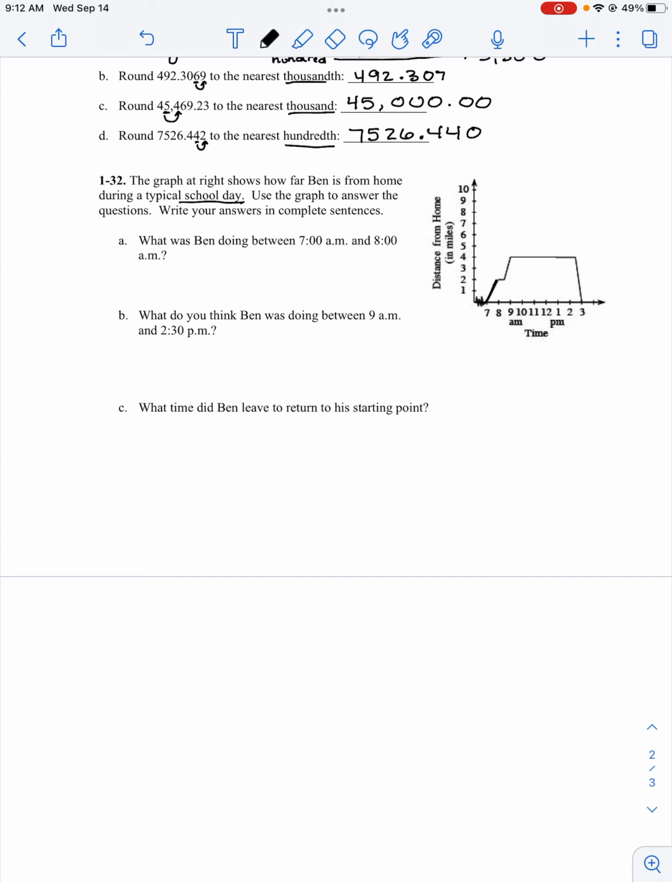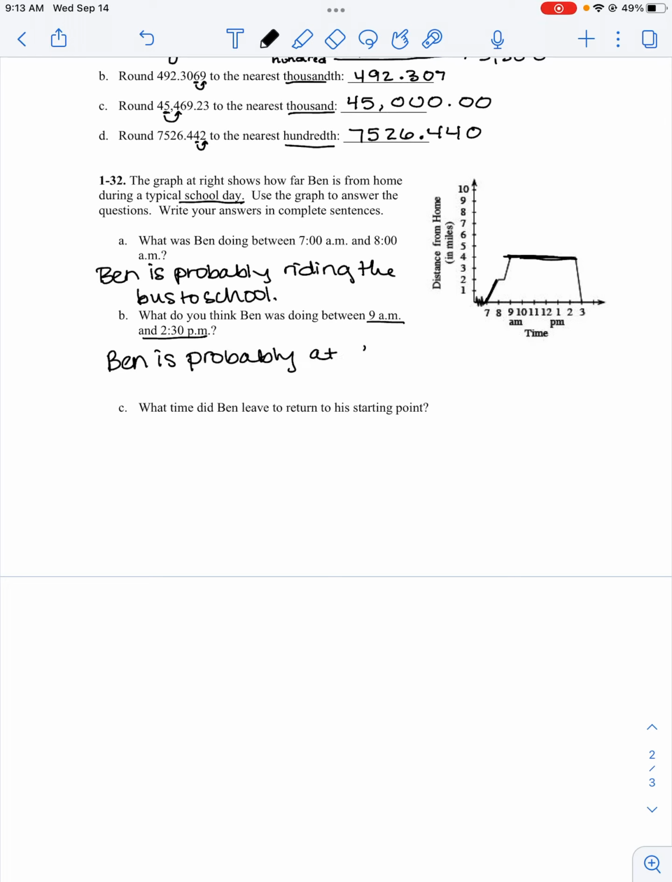So, I think Ben is probably riding the bus to school. Okay, what do you think Ben was doing between 9 a.m. and 2:30 p.m.? I'm gonna look at 9 a.m., that's here. And 2:30 p.m. is right at the end of that flat spot. Well, if he's staying still, he's staying that far from home the whole time. That means, and it's a school day, Ben is probably at school.